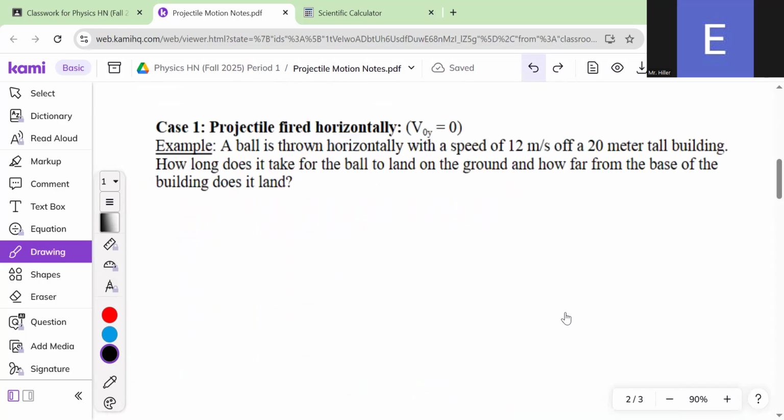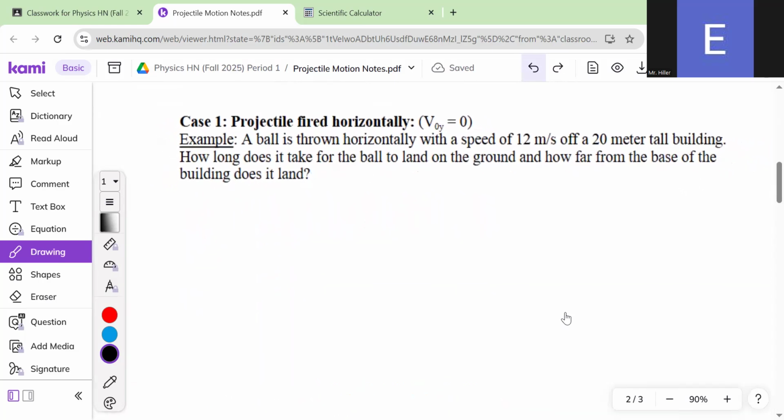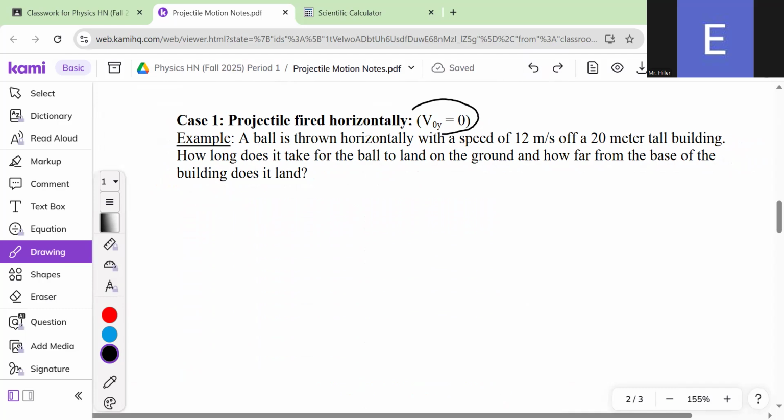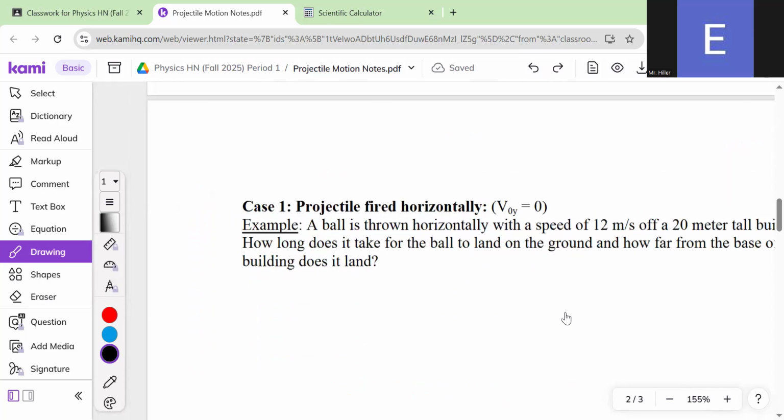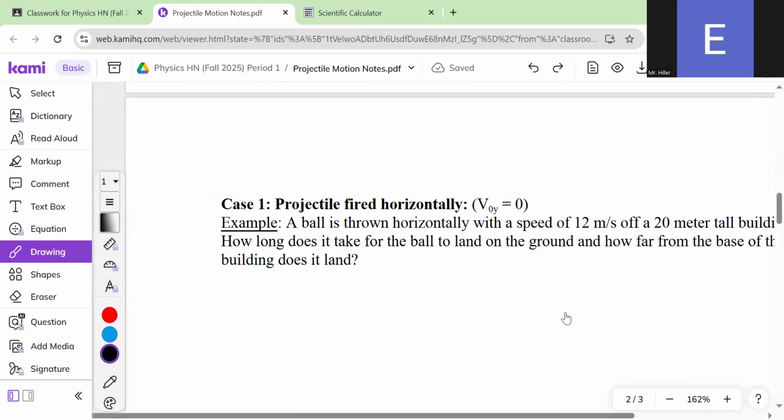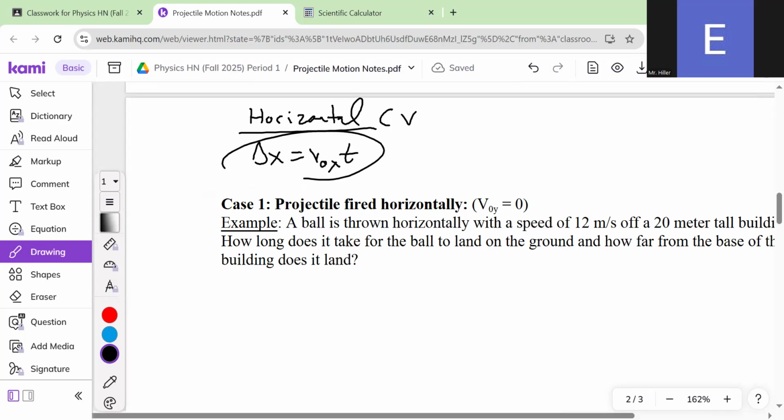Case 1: projectile fired horizontally with an initial vertical speed v naught y equals 0. Now, there's really just two equations you're going to need. You're not going to need very many equations. Horizontally, if you're moving with constant velocity, the only equation you'd use is x equals v naught x times t. It's your constant speed equation.